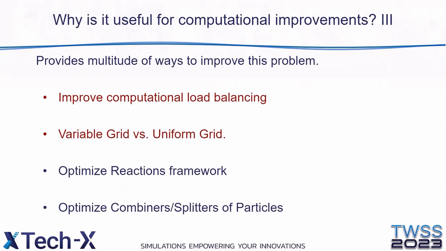So there's a number of ways in which one could start to tackle this problem, whether it be improving the simulation wall clock time, improving your efficiency. It could be that you improve the reactions framework so that your collisions take less time somehow, if that is possible, if you have some low-hanging fruit. You could optimize this specific problem by using combiners and splitters of particles. You could move from using a uniform grid to a variable grid, so that you have more information on those high density regions. And I'll touch briefly upon that. Or the most generally applicable one is to improve the computational load balancing. And so that is the one that we tried to strike first.